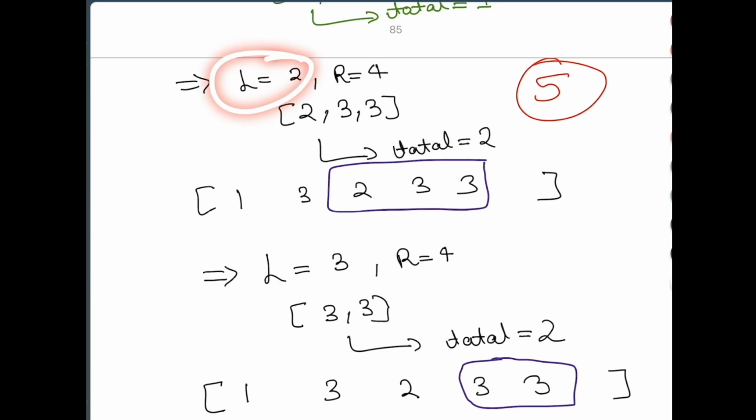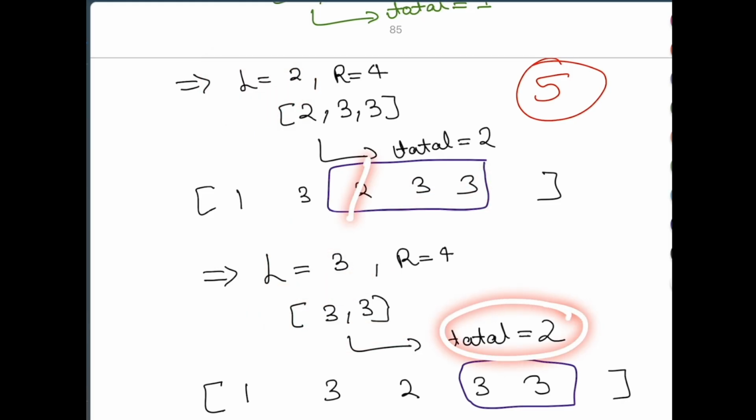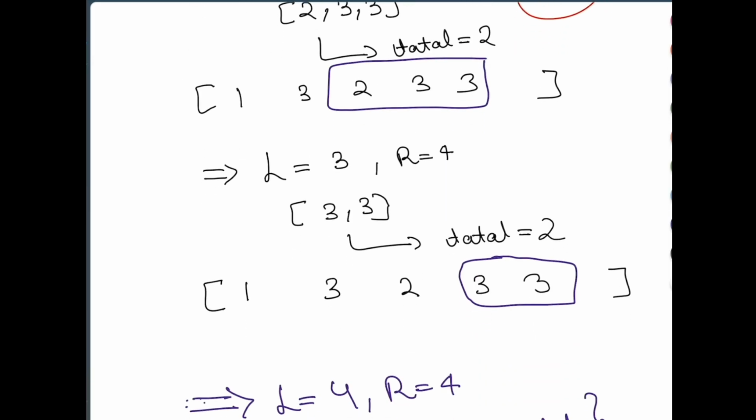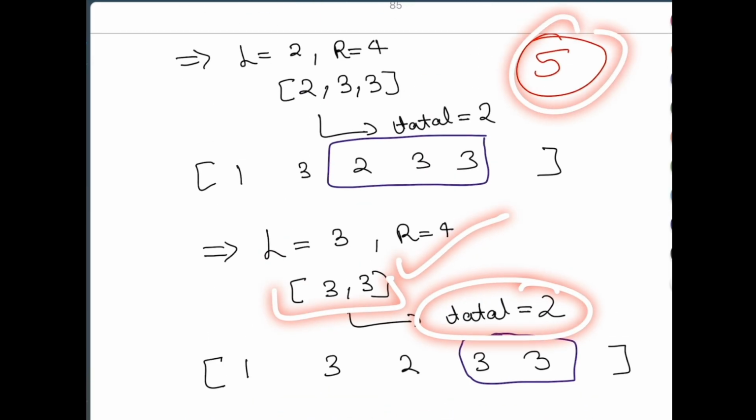Once we got a valid subarray, I'm going to increase my left pointer, and this will be 3 now. So this is my subarray now, 3, 3. We just removed an element which is 2, so the total will not decrease because we didn't remove the element 3. So now the subarray is 3, 3, the total is 2. We are going to count it. The count was 5, now the count will be 6.